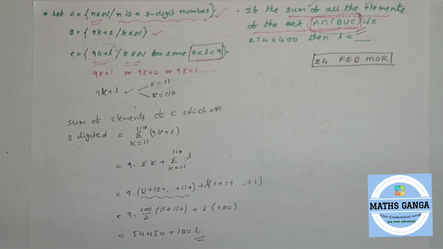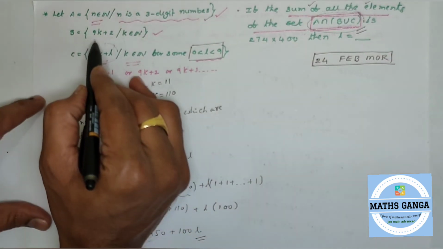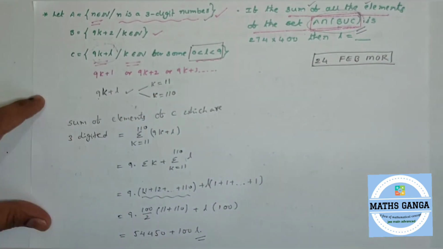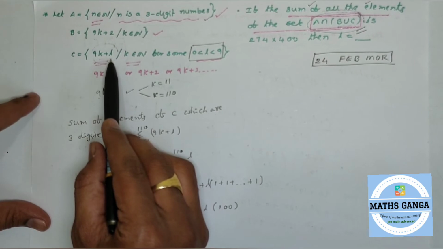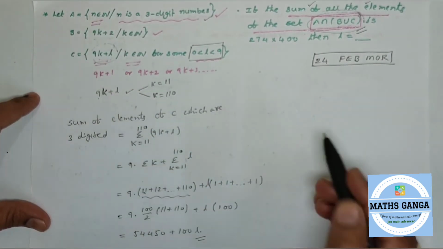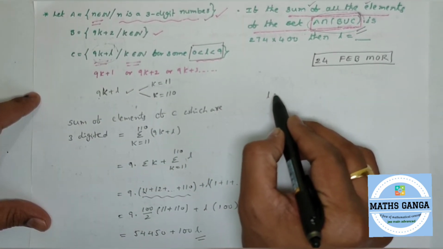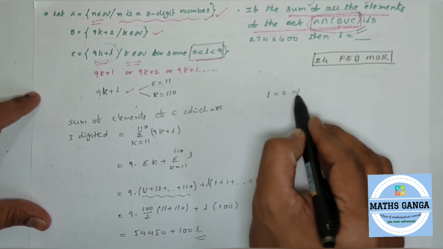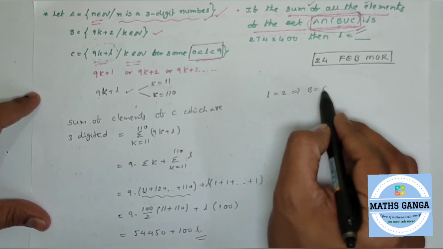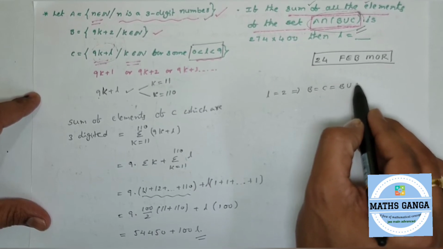So this time you just think about B union C. See, B is of 9k plus 2 form numbers, but C is of 9k plus L form numbers. That L is not known here. That L may be 2, or L may not equal 2. Okay, if L equals 2, what will happen? If L equals 2, B equals C equals B union C.